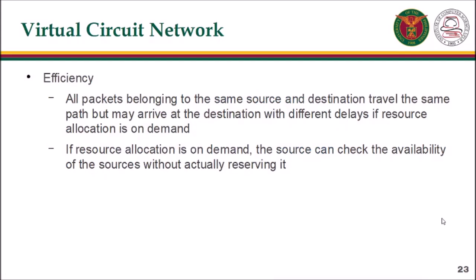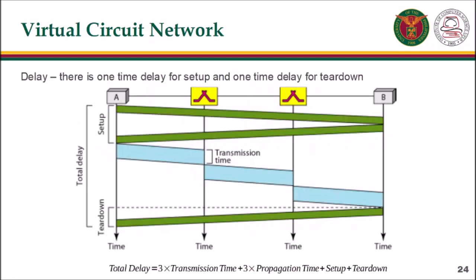In a virtual circuit network, all packets belonging to the same source and destination travel the same path but may arrive at the destination with different delays if resource allocation is on demand. If resource allocation is on demand, the source can check the availability of the resources without actually reserving them. In a virtual circuit network, there is a one-time delay for setup and a one-time delay for teardown. If resources are allocated during the setup phase, there is no wait time for individual packets.